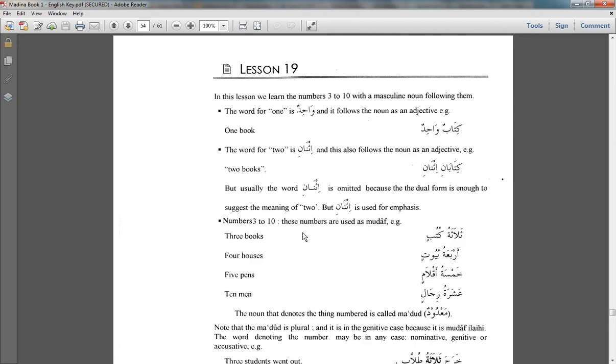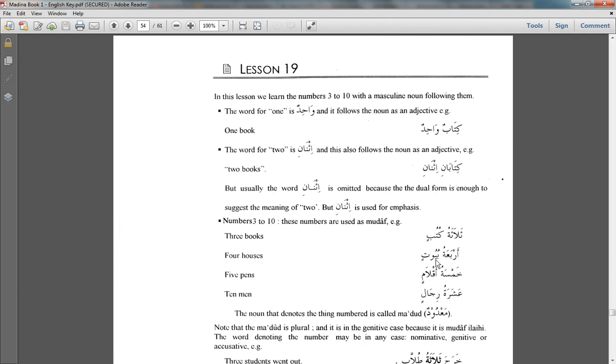Numbers 3 to 10. These numbers are used as mudaf. For example, ثلاثة كتب. Now, the thing about 3 to 10 is that whenever you have a masculine object, like all of these things are masculine, okay? So what you're going to do is bring the number as feminine. So in this case, ثلاثة كتب. And the other thing is that it's regarded as a mudaf and mudaf ilayh. So therefore, كتب is mudaf ilayh.